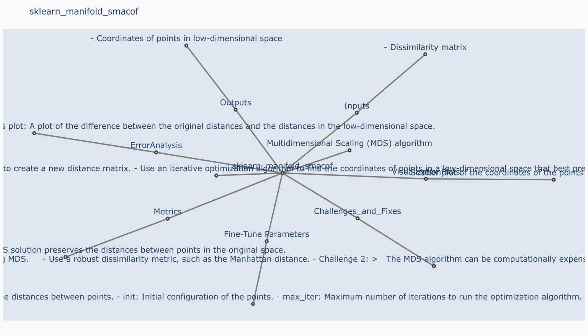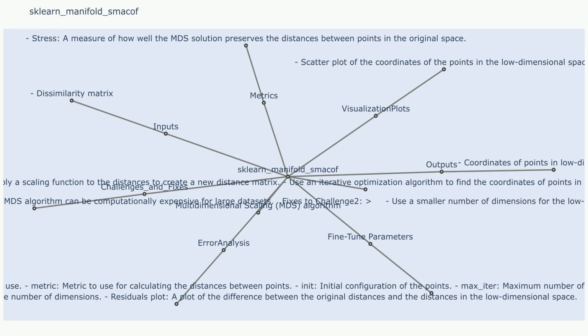sklearn, Manifold, smacof. Description: the SMACOF (Scaling by Majorizing a Complicated Function) algorithm is a multidimensional scaling (MDS) technique for finding a low-dimensional representation of data that preserves the pairwise distances between data points as much as possible.